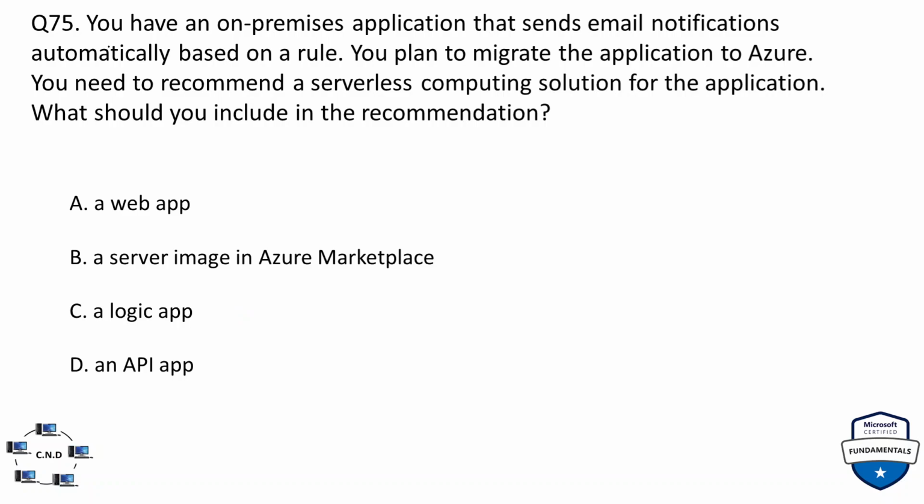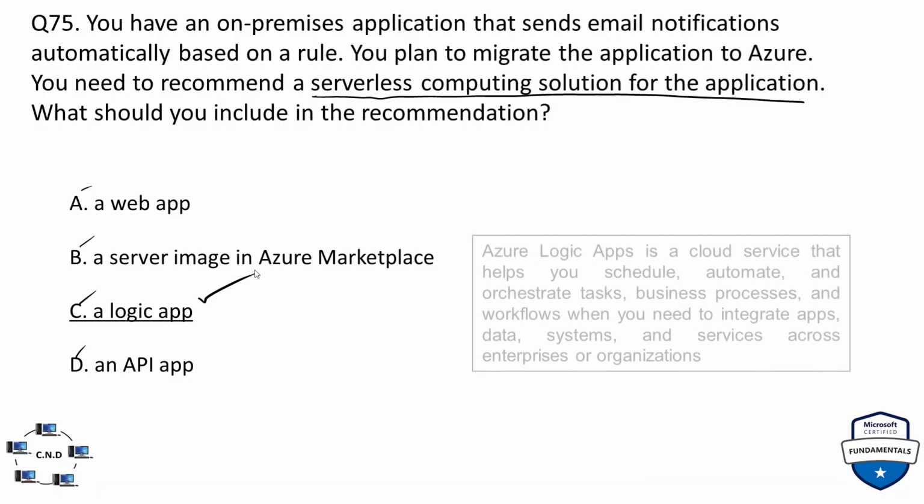And question 75, the last question, is that you have an on-premises application that sends email notification automatically based on a role. You plan to migrate the application to Azure. You need to recommend a serverless computing solution for the application. What should you include in the recommendation? The options are A, web app, B, a server image in Azure Marketplace, C, a logic app, and D, an API app. And the correct answer is the Logic app.